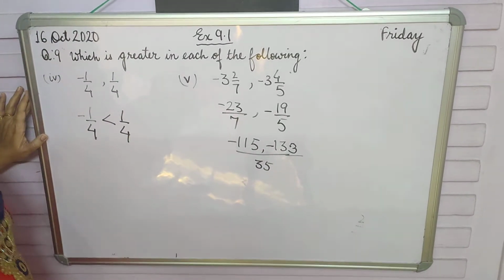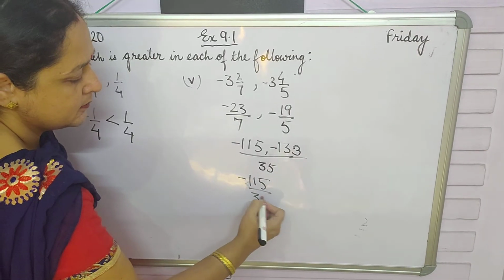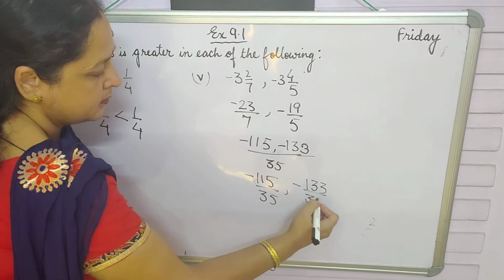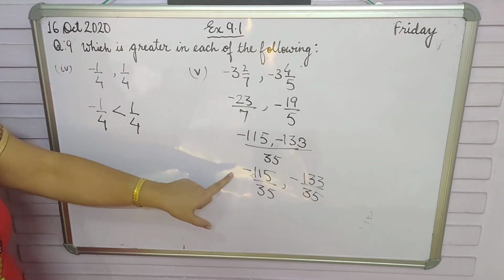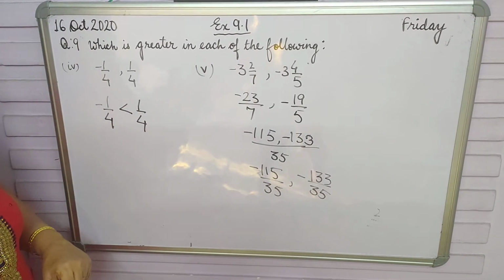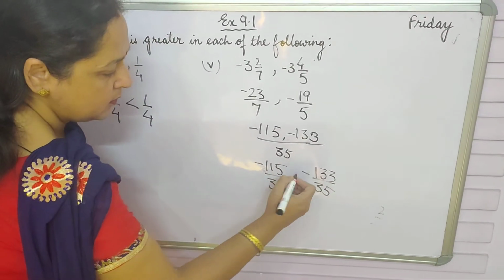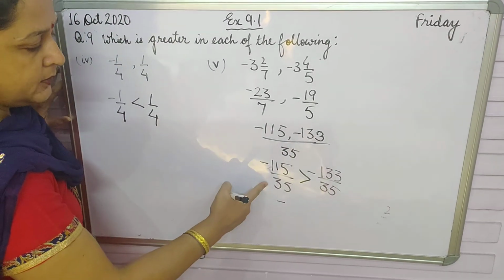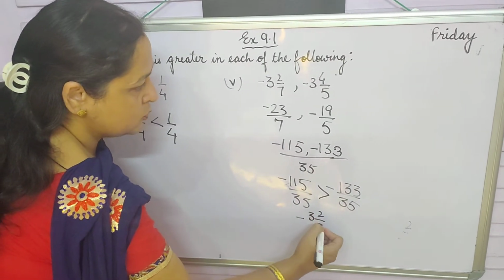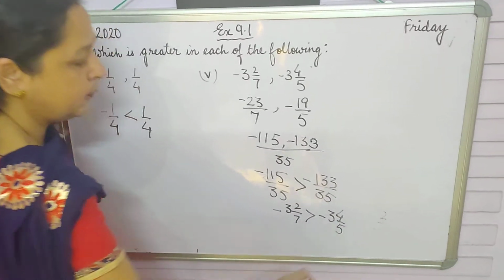So it is minus 133. Now let us separate these. Now since the denominators are same, compare the numerators. Minus 115 and minus 133. Which one is greater? Minus 115 is greater. So, if this rational number is greater, it means minus 3 2 upon 7 is greater than minus 3 4 upon 5.